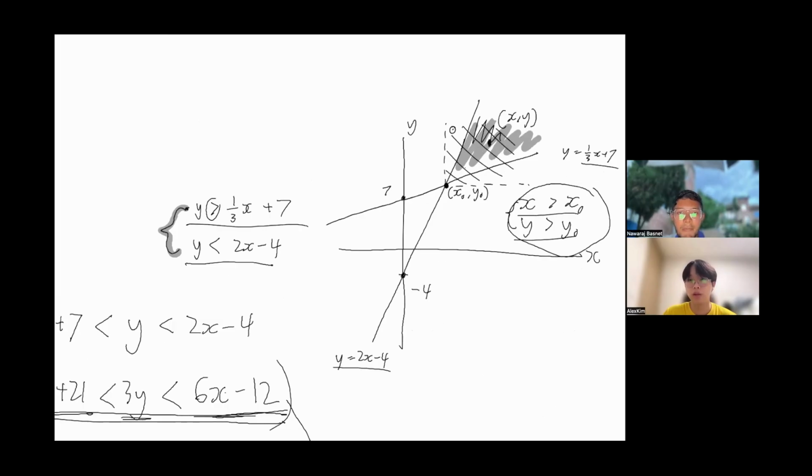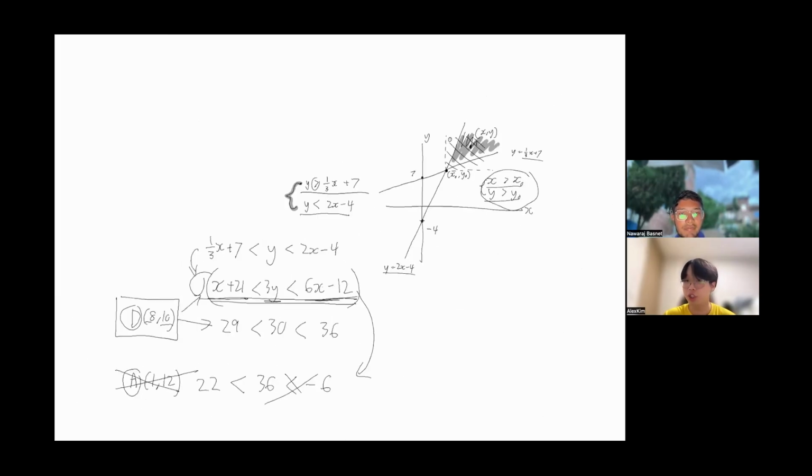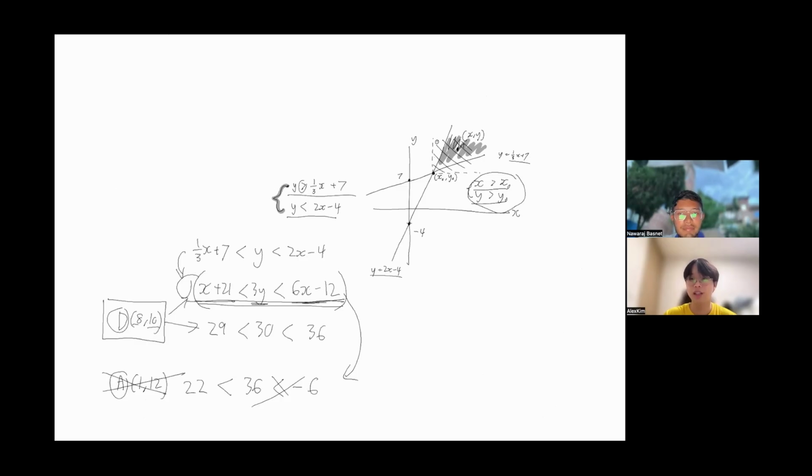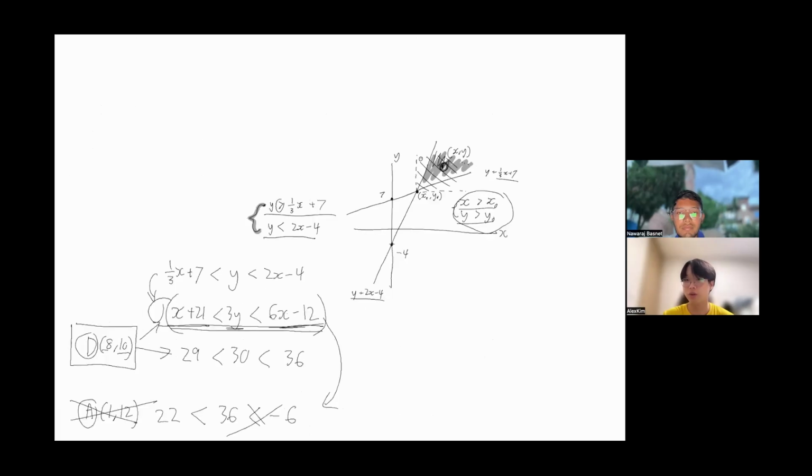Yeah, so if you found an answer using paper and you wanted to check, then you can use Desmos to see, oh yeah, the value I found, 8 comma 10, is in this part of the area. So I suggest using Desmos to check your final answer. Yes, I got it.